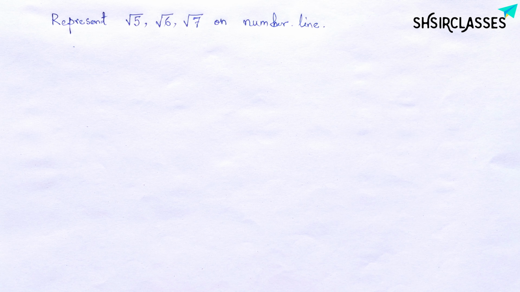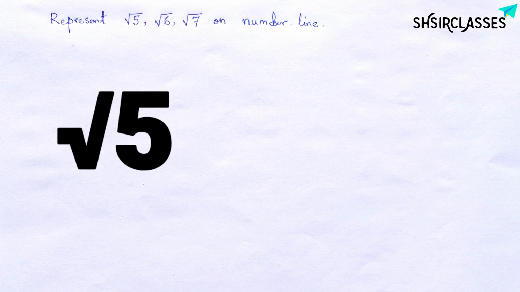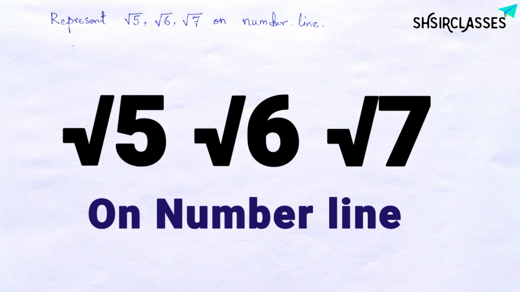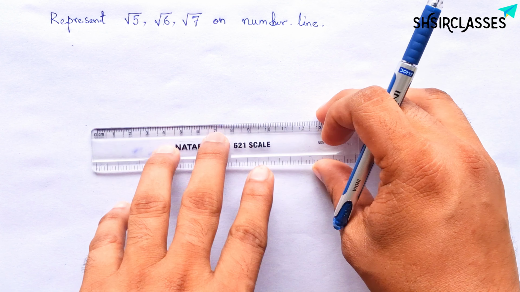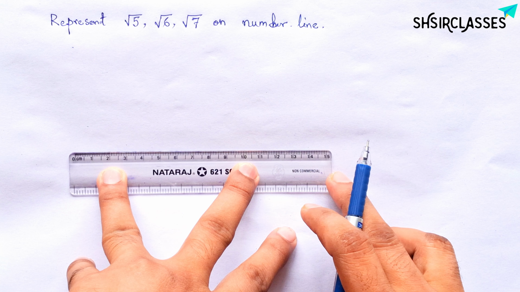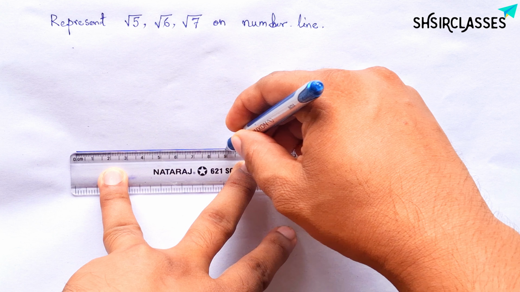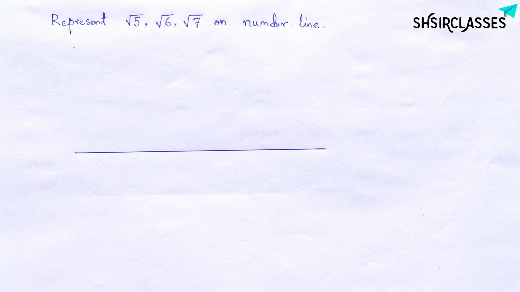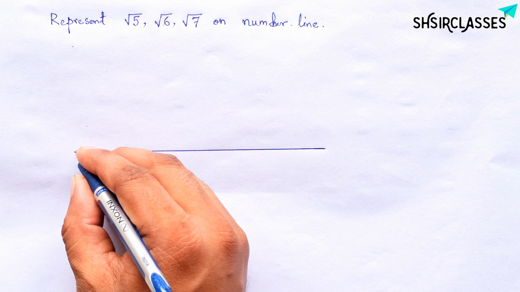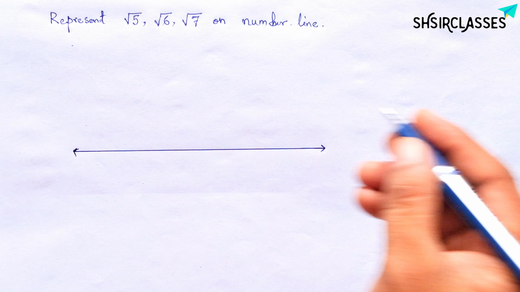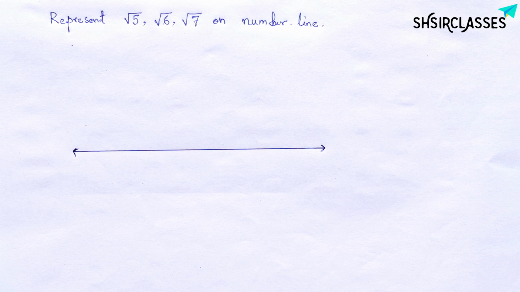Today in this video, we represent root 5, root 6 and root 7 on the number line. So let's do it. First of all, draw a line segment of any length, then mark an arrow on both sides. It means the line segment is continuous on both sides.